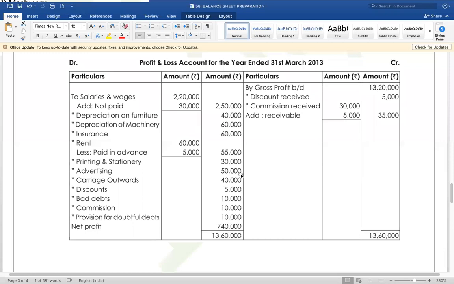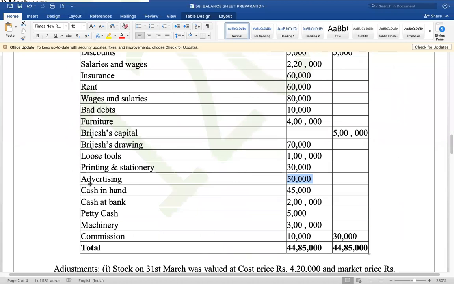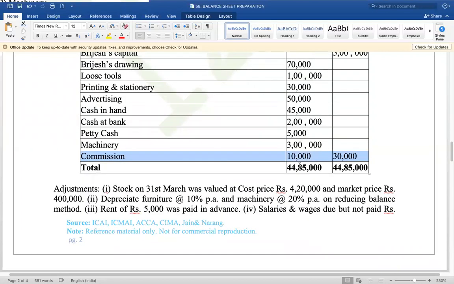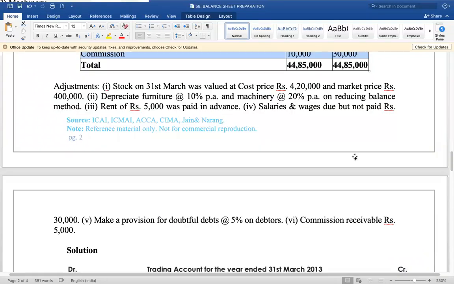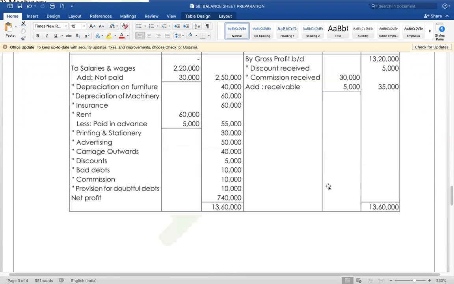What else? Advertising is over. Petty cash. Commission 10,000, 30,000. Commission 10,000 is commission you have paid. Commission 30,000 is the commission you have received. Okay, if it is paid, it is debited. If it is received, it is to be credited. Paid is a loss, or it's like an expense. Received is a gain.